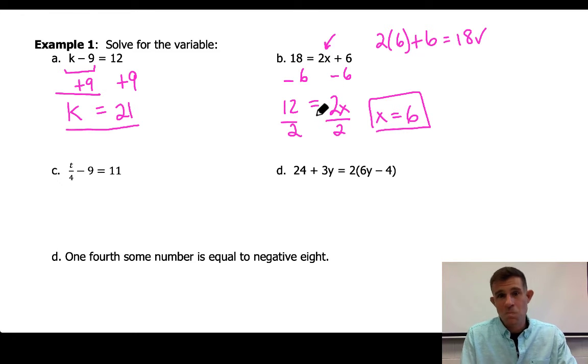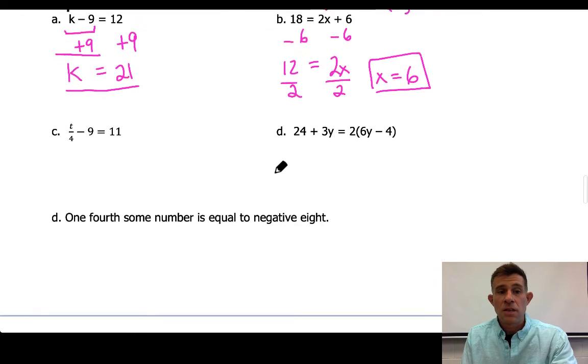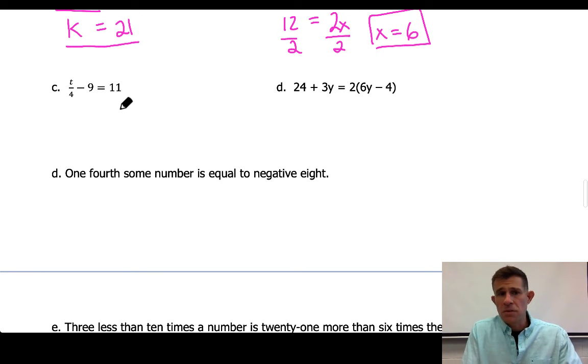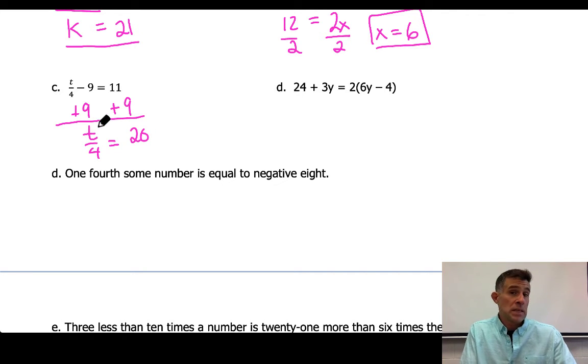All right, letter C for these examples says t, my variable, some number divided by 4 minus 9 is equal to 11. So again, I want to solve for t, get t by itself. So I'm going to start by adding 9 to both sides. And now this is going to allow me to have t over 4 is equal to 11 plus 9, which is 20.